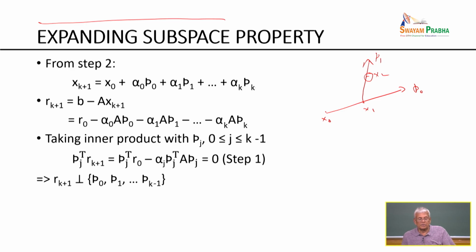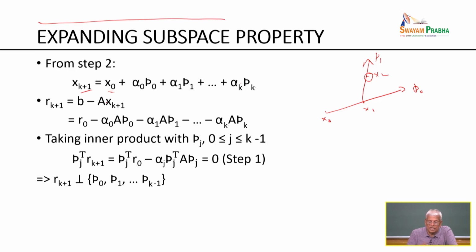Expanding subspace property. To do that, let us look at x k plus 1. x k plus 1 is equal to x naught plus alpha naught p naught, alpha 1 p 1, up to alpha n minus 1 p n minus 1. There is no p n. So please understand this is n minus 1.